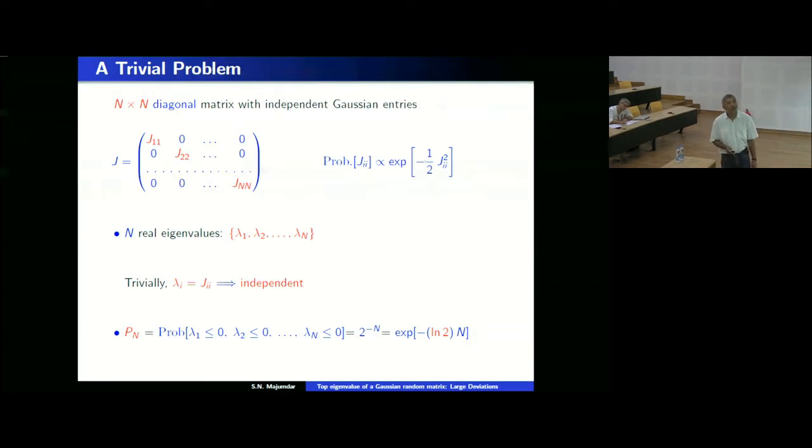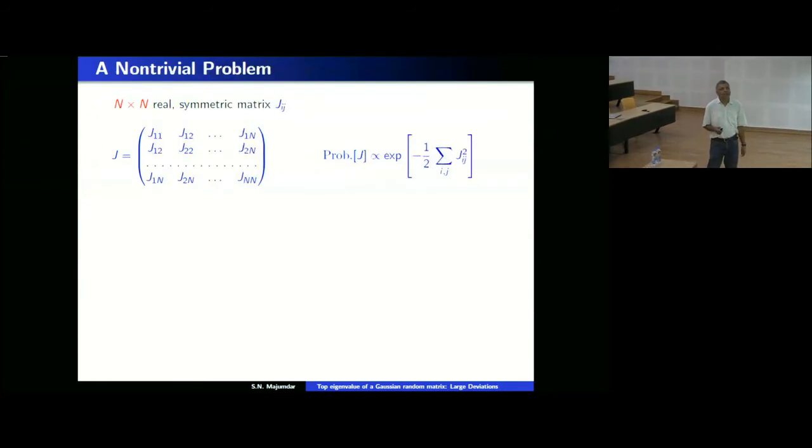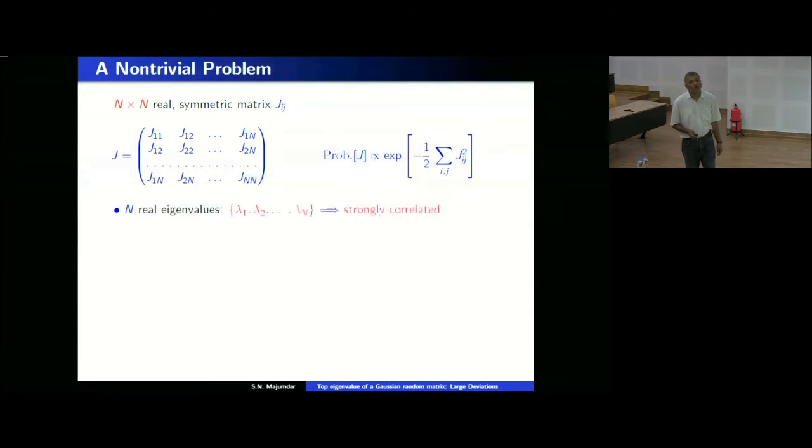Now let us take the same real symmetric matrix J_ij, except now that it's no longer diagonal. And you have each entry, so it's symmetric. I choose each entry independently from a Gaussian distribution, like this, P of J. And so now there are n real eigenvalues.